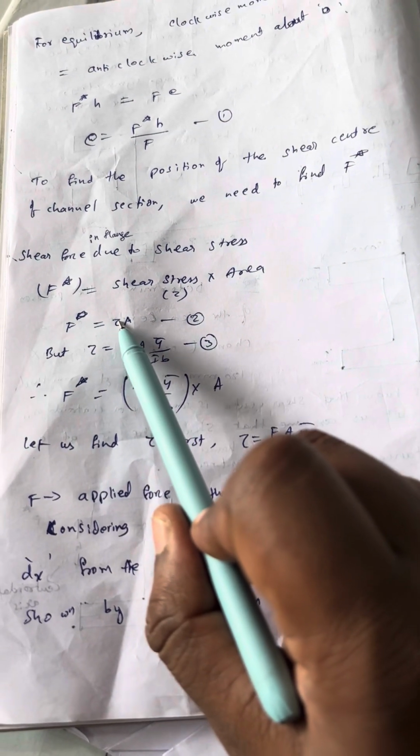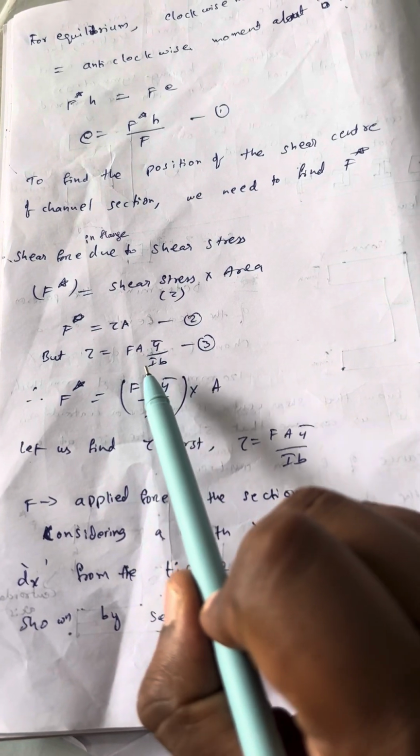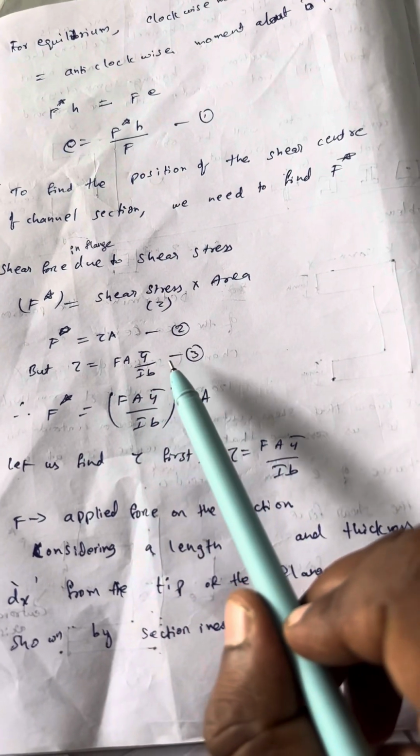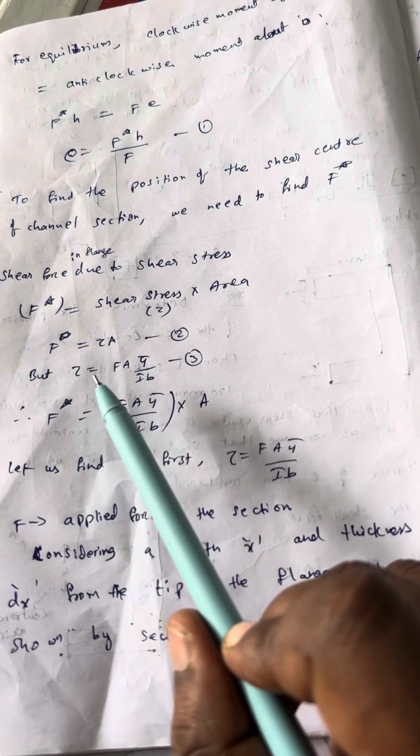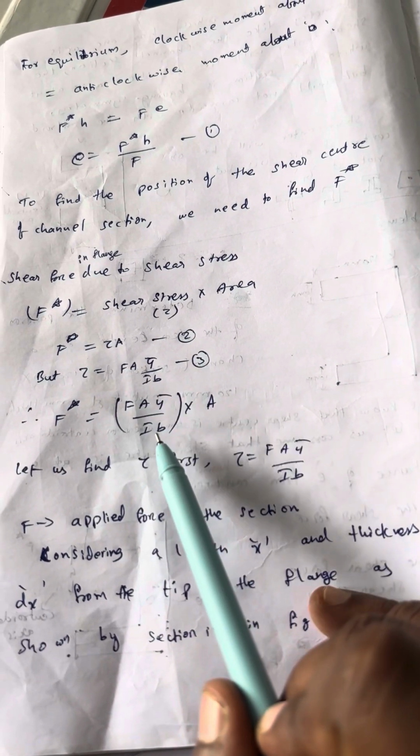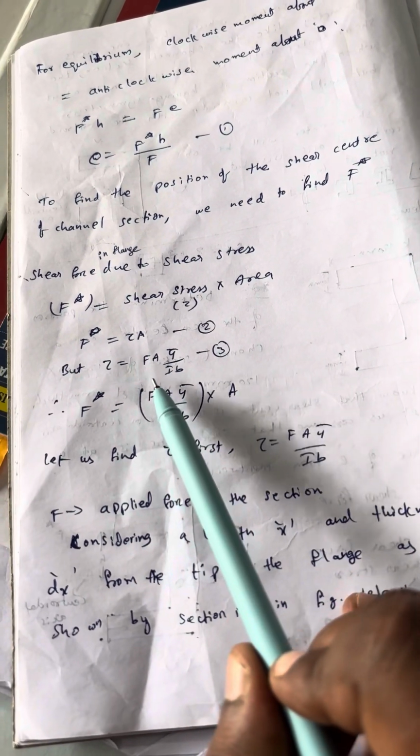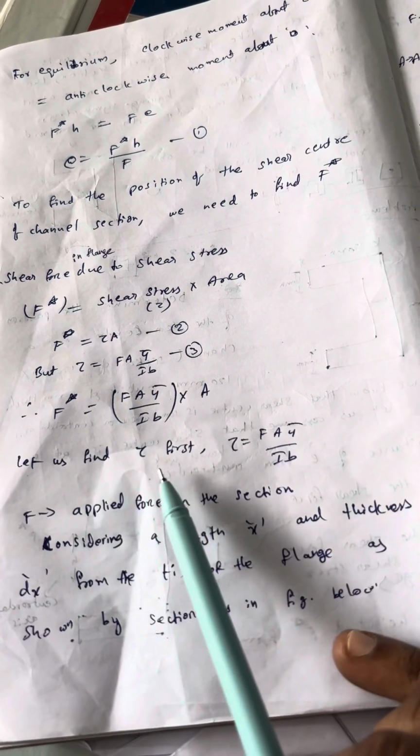Next, where tau is equal to F A y bar by I b. You know this shear stress formula. So F star equals F A y bar by I b into A. Let us find this tau first.